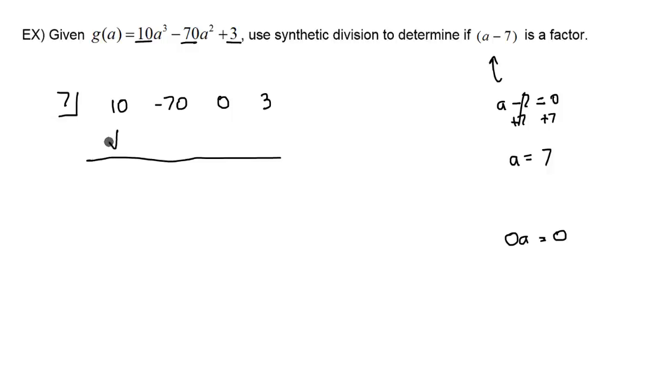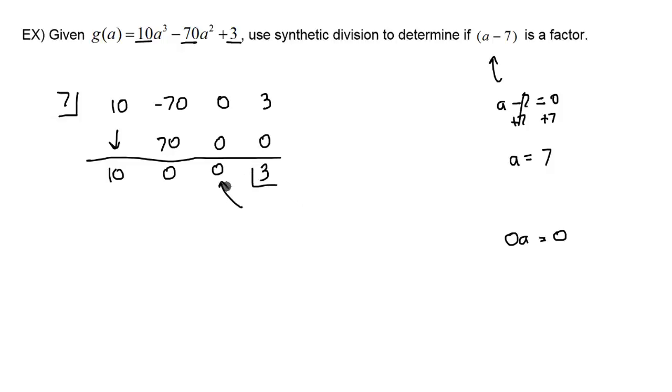Now I'm going to draw my line. I drop down my 10, and I start the whole process. So 7 times 10 is going to be 70. Add these together, I get 0. 7 times 0 is 0. Add these together, I get 0. And then 7 times 0 is 0. Add these two together, and I get 3. So that's going to be my remainder.